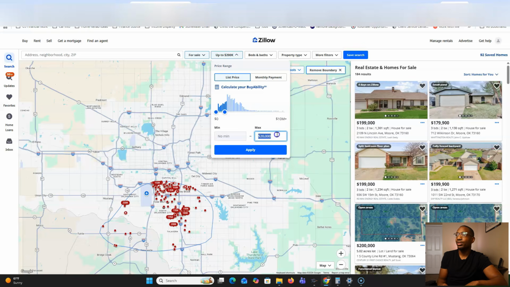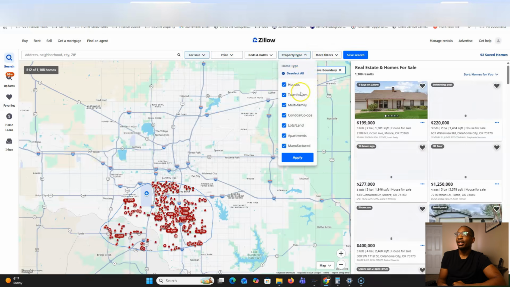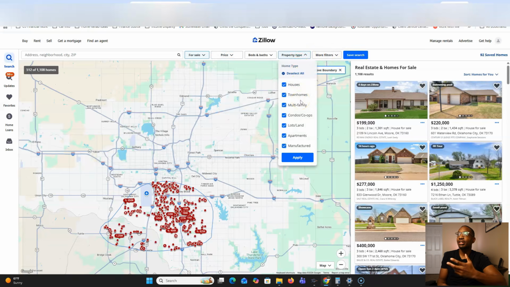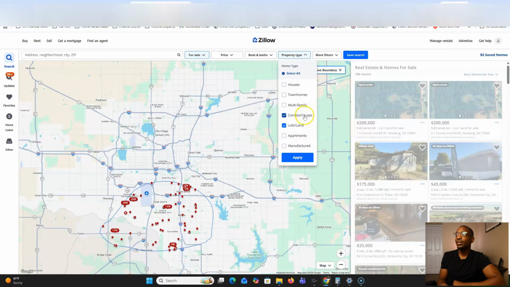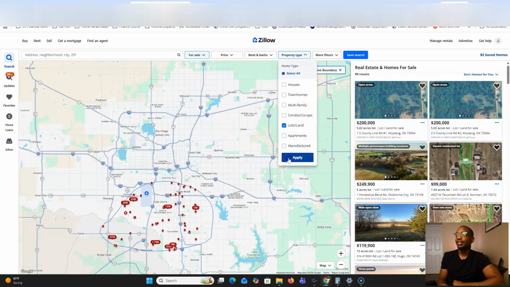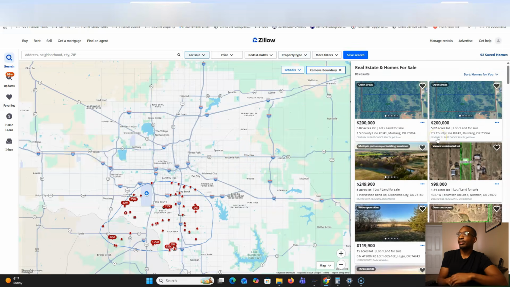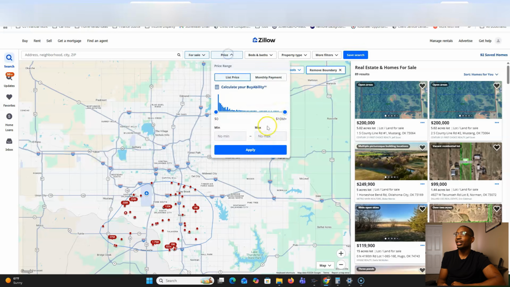Now, the next filter I would do, property type. Let's say you want to target multifamilies, condos, lots, and lands, apartments, manufacturers. You can do that. So let's say I want to do some land investing right here. There you go. And these prices are pretty high.